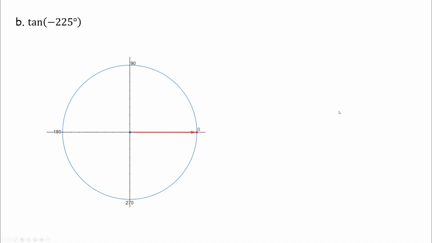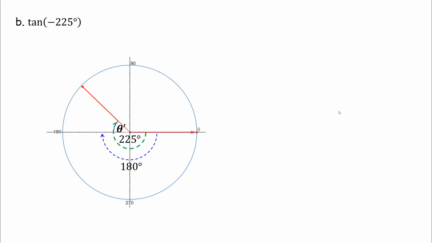So we've got tangent negative 225 that we're going to rotate 225 degrees in the clockwise direction because of that negative sign. And so we're starting at 0, and we rotate around 180 plus a little bit more, and that's going to put us in the second quadrant. So we're going to draw the terminal side of our angle, and the angle between that terminal side and the x-axis, that is our reference angle. And so we want to figure out what that is.